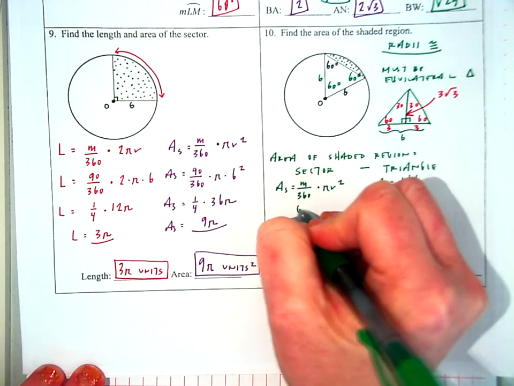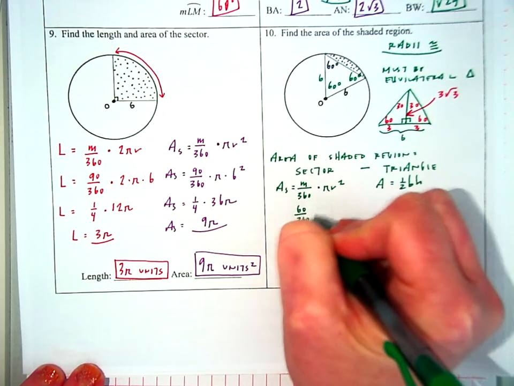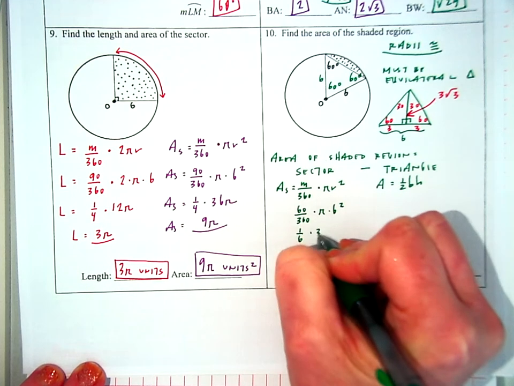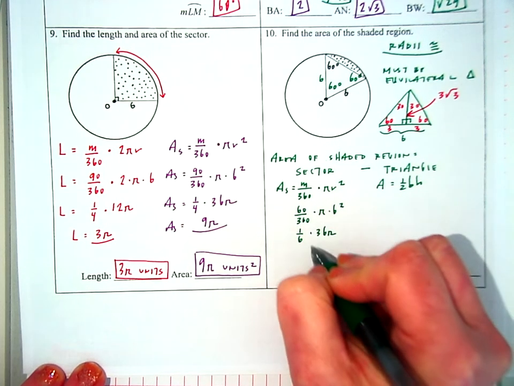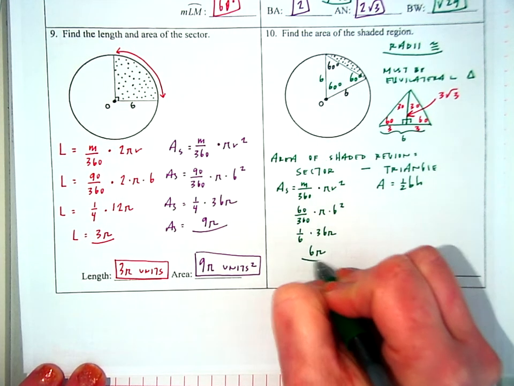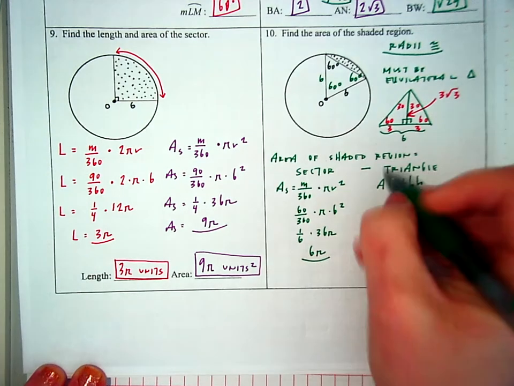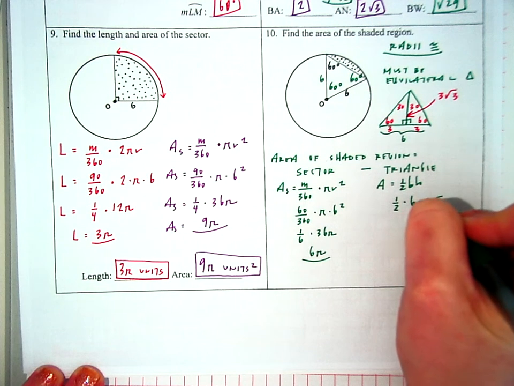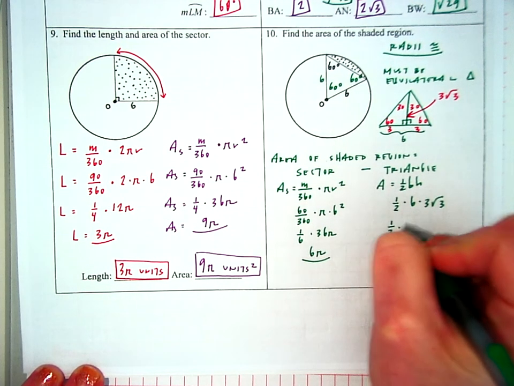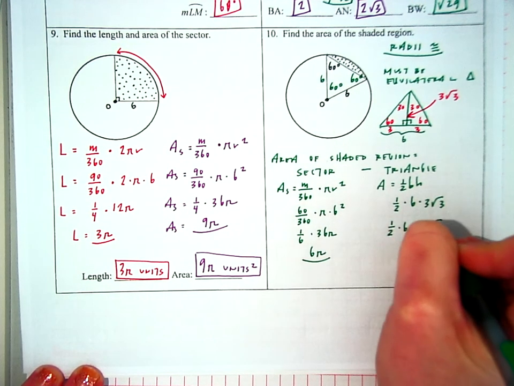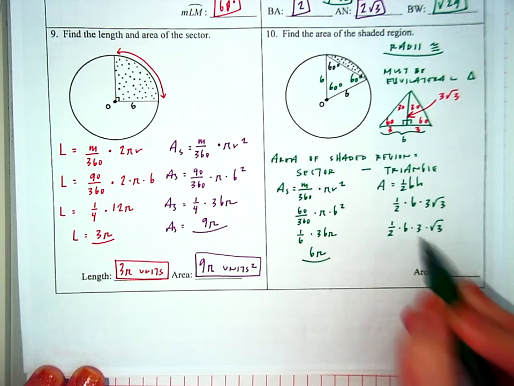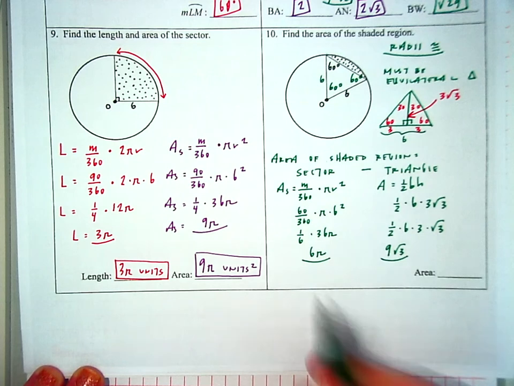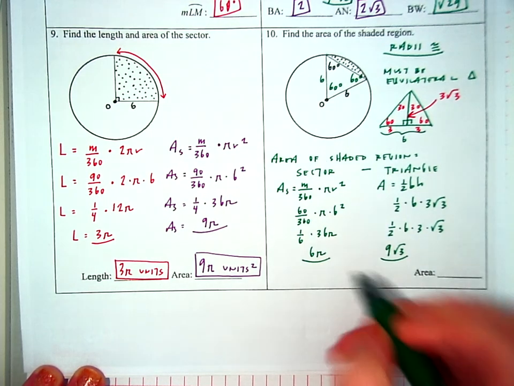Okay, so I have everything that I'm going to need. So sector first, 60 to 360 times pi times 6 squared. So I want 1/6 of 36 pi. So I get 6 pi. Okay, for my triangle, I'm doing 1/2 the base of 6, the height times 3 root 3. So that's just like saying 1/2 of 6 times 3 times the square root of 3. 1/2 of 6 is 3 times 3 is 9, so 9 root 3.